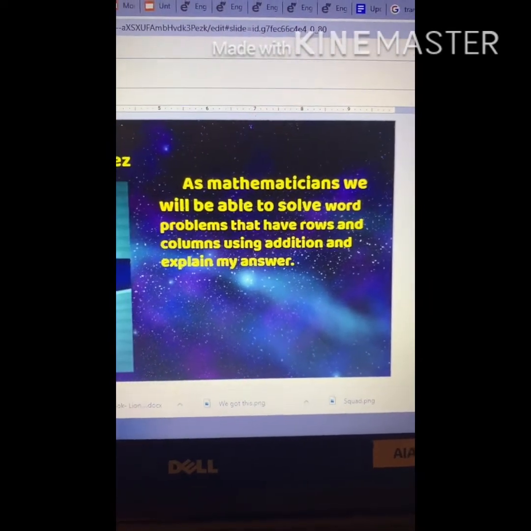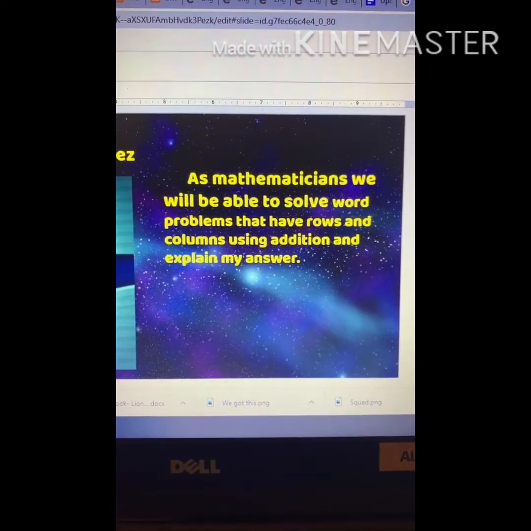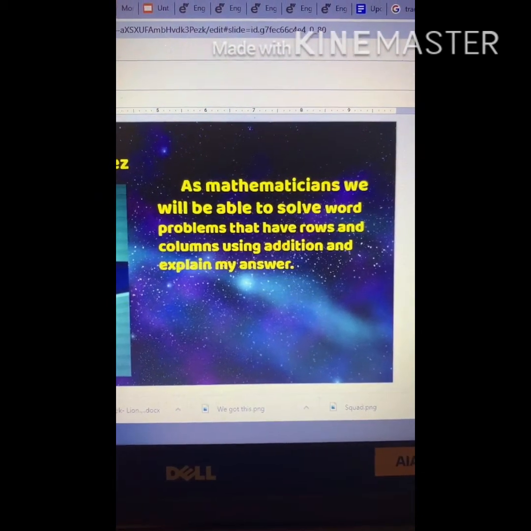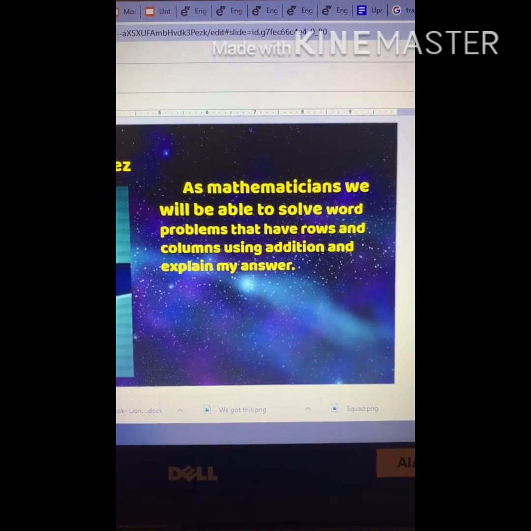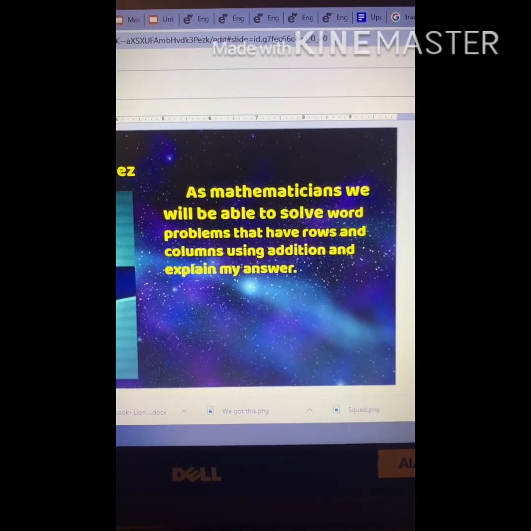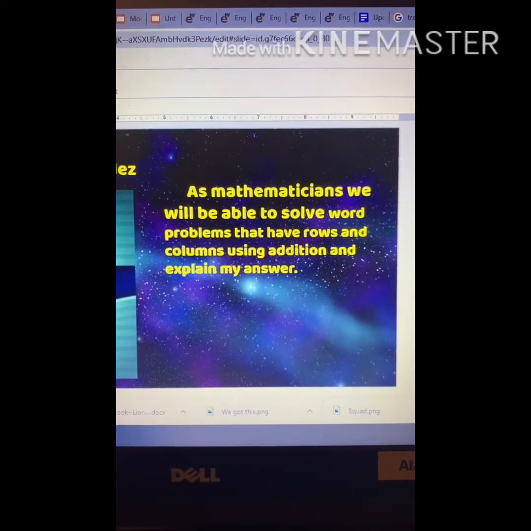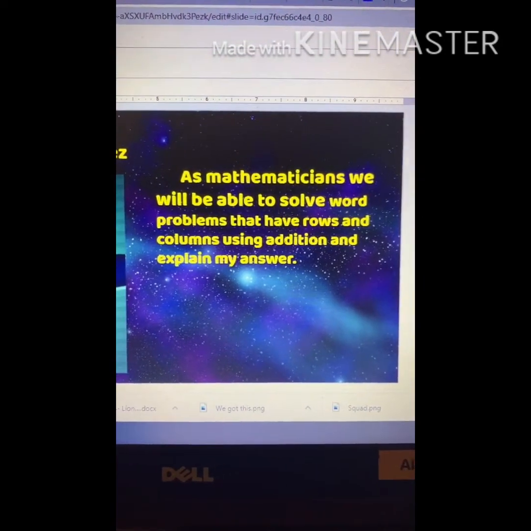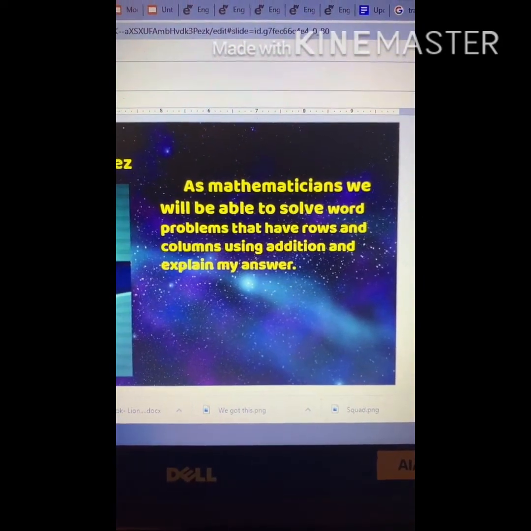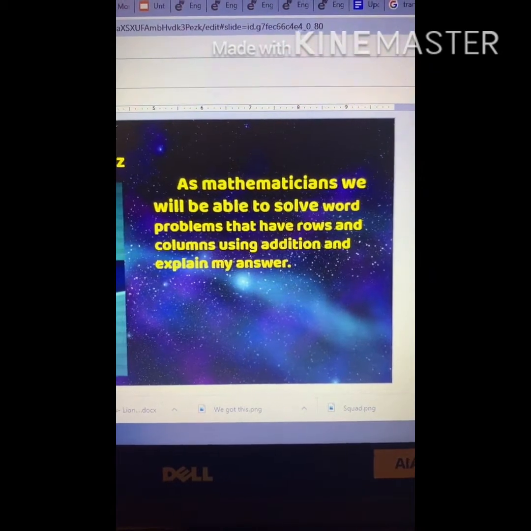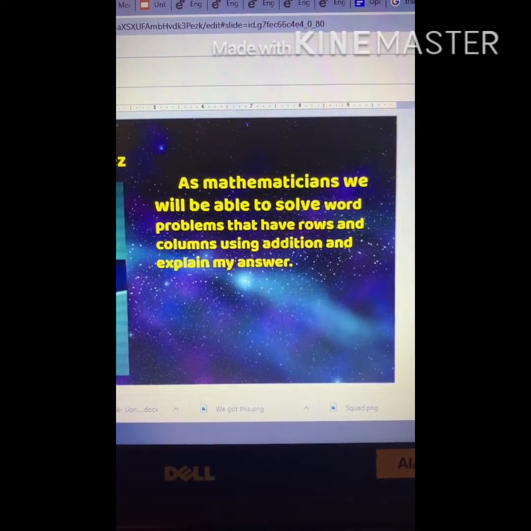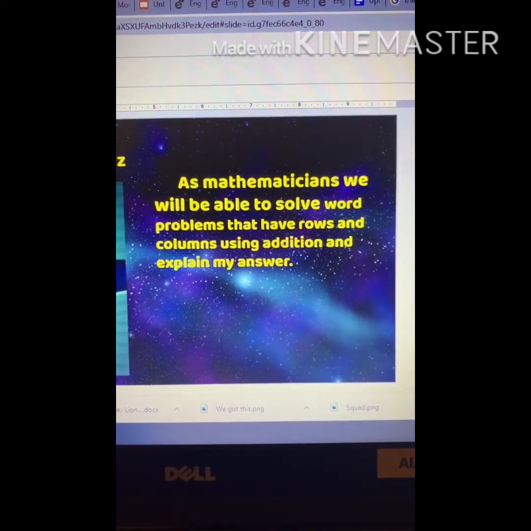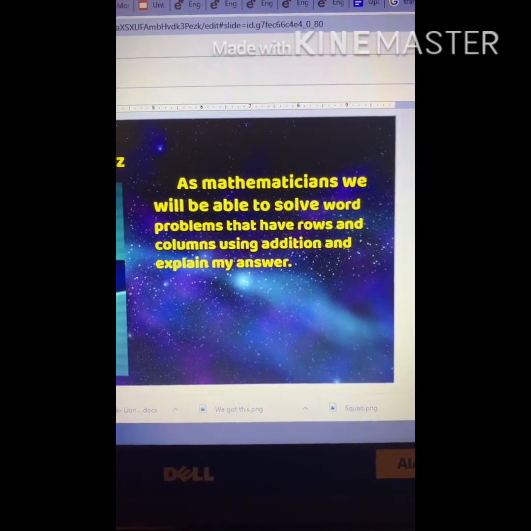Today, as mathematicians, we will be able to solve word problems that have rows and columns using addition and explain my answer. All right, go ahead and read it with me one more time. As mathematicians, we will be able to solve word problems that have rows and columns using addition and explain my answer.